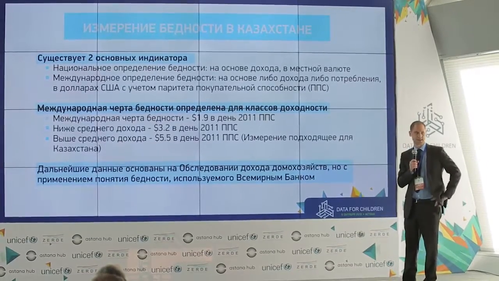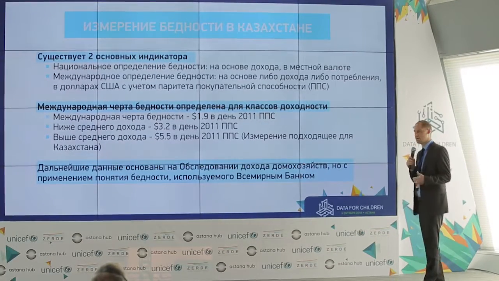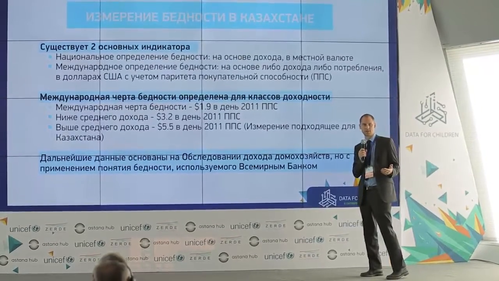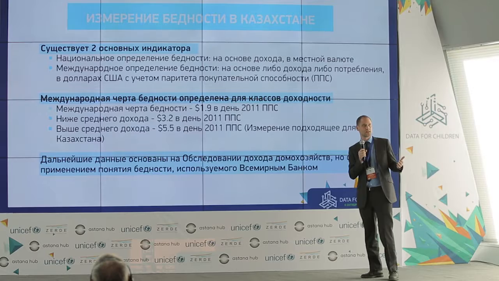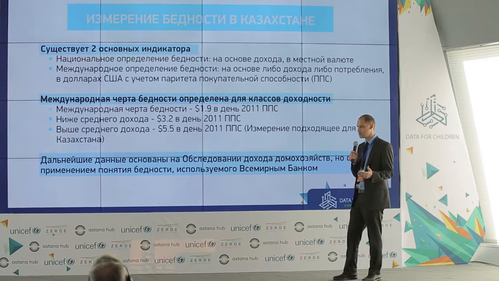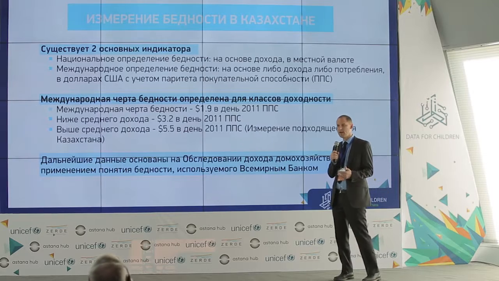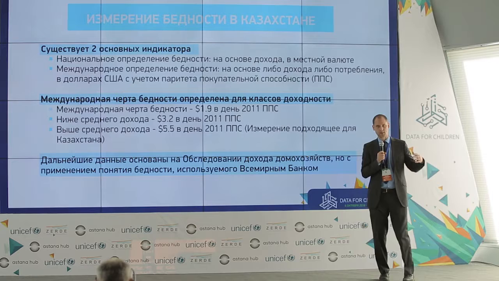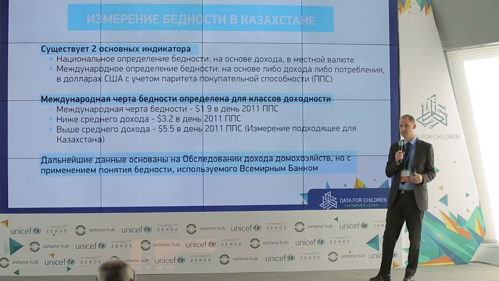So there are two ways generally that poverty is measured in Kazakhstan, as is the case in most countries. There's what's called the national definition of poverty. That countries will always define in their own terms, depending on what they think is the most appropriate way of doing so. And in Kazakhstan, this is done through income, looking at a minimum amount of income that's necessary for a household, and that threshold is set by the government.